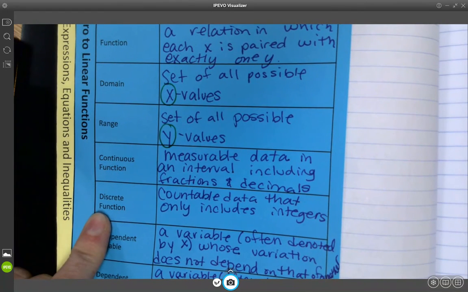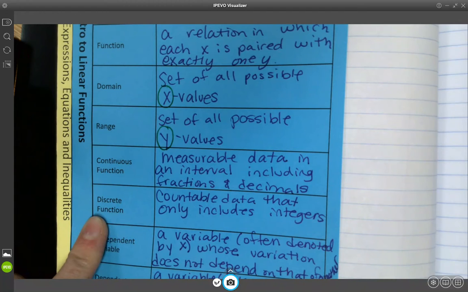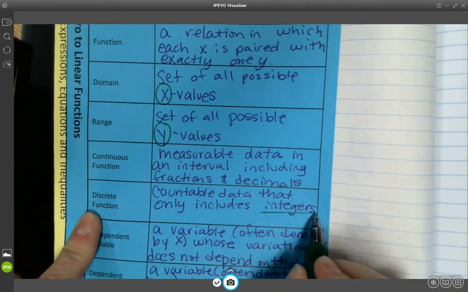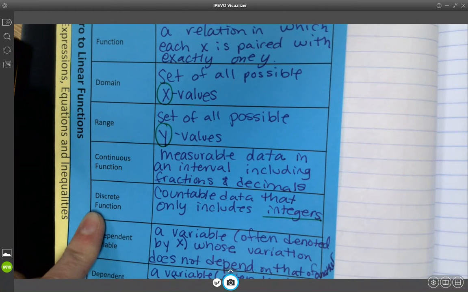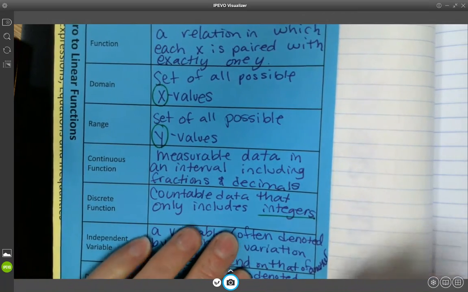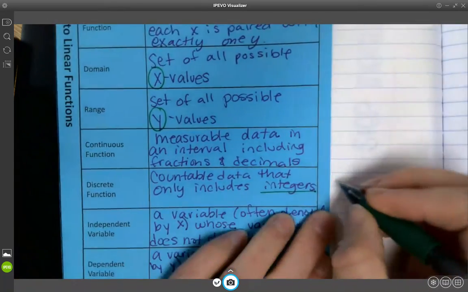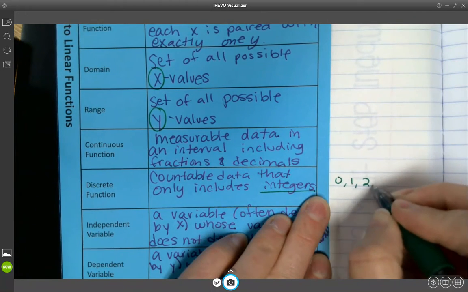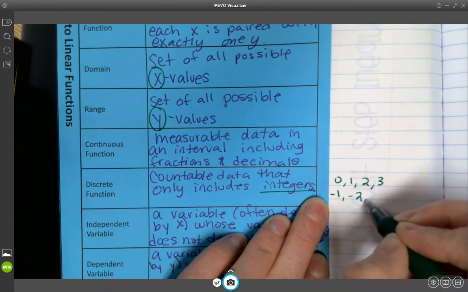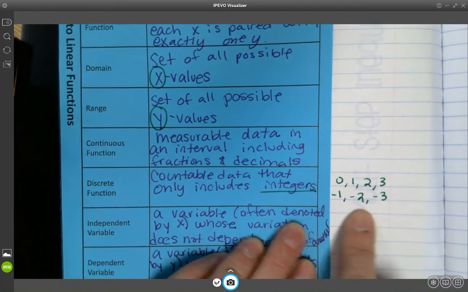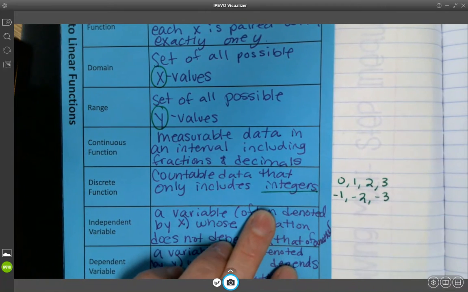Discrete function or discrete data is our next word that we're going to look more into. It's countable data that only includes integers. Do y'all remember what integers are? They're positive and negative whole numbers, including 0. So they have to be whole, but they can be positive and negative. So that'd be like 0, 1, 2, 3, but it could also be -1, -2, -3. So this is an example of integers, positive and negative whole numbers.